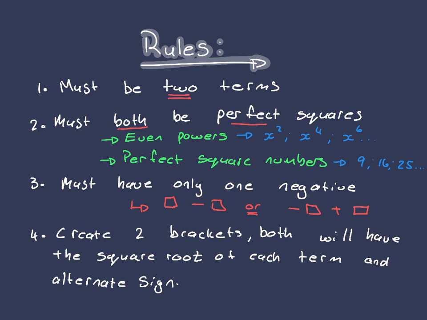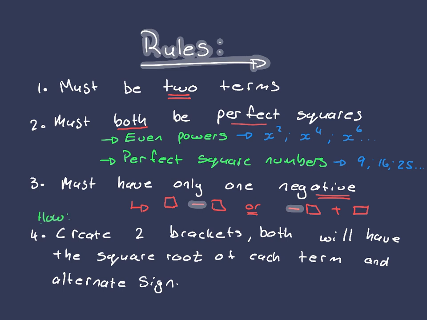The third rule is the negative. So we have two options. Either we can have something minus something. So remember we said two terms, so one term minus another term. If not that setup, then it will be a minus plus. But notice again that even though we don't have a sign here, this is an invisible plus. So there is only one minus. It can be there in between or it can be in the front, but it should only be one negative between the terms.